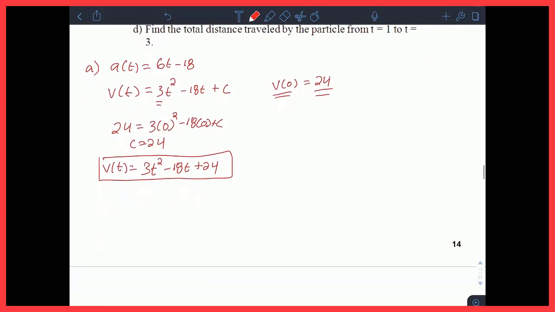Well, remember back in the day we learned that a particle is at rest when its velocity is equal to 0. So if I were to do that here, I were to set 3t squared minus 18t plus 24 equal to 0, I could factor out a 3, and that would be t squared minus 6t plus 8 is equal to 0.